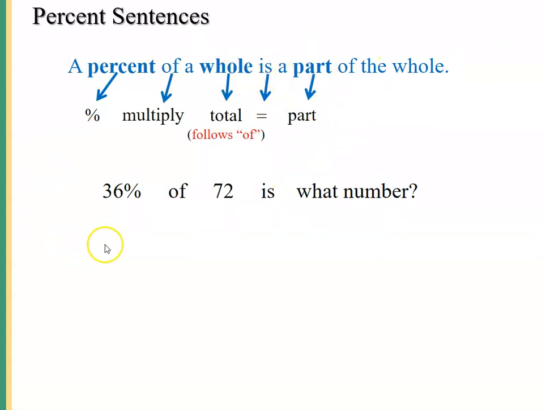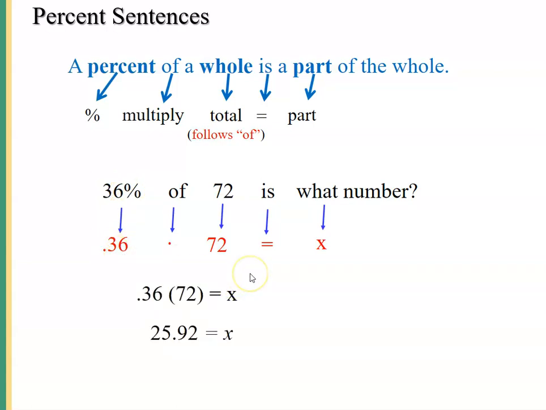So we have here, 36% of 72 is what number? What you're going to do is percent times 72 is what number? So you will have 0.36 times 72 equals x, because we're looking for what number that is. You have to convert 36% into decimal form. So we get x equals 25.92. Therefore, 36% of 72 is equal to 25.92.